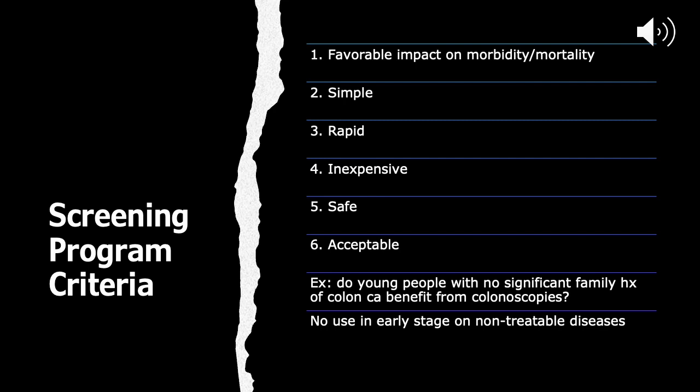If you're going to do a mass screening intervention, there are a few things it needs to be. It needs to have a favorable impact on morbidity and mortality. It needs to be quick, simple, cheap, and safe. And obviously, it needs to be acceptable. So, for example, does a young person with no significant family history of colon cancer benefit from colonoscopies at a young age? No. But if a 35-year-old has a first-degree relative with colon cancer at a young age, it is beneficial for them to get a colon cancer screening early on.